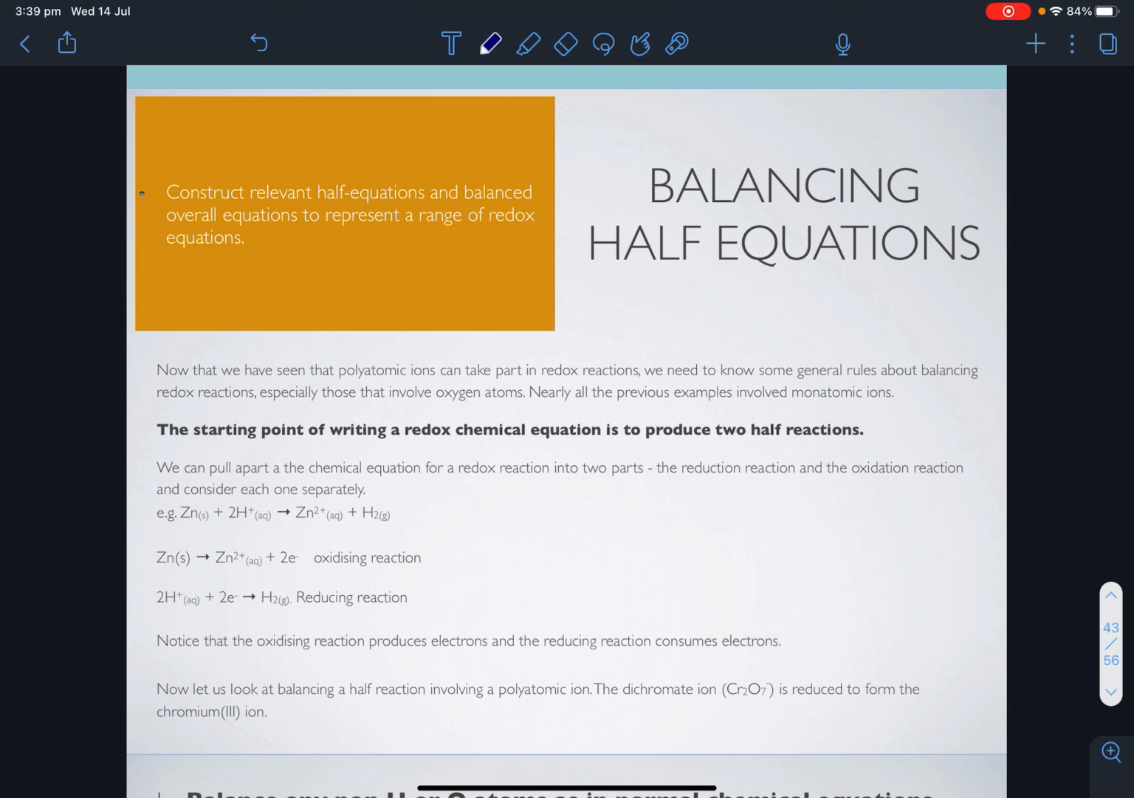Alright, Year 11. We're up to the last syllabus point of the chapter. We have to construct relevant half equations and balance overall equations to represent a range of redox equations. We're putting all of our knowledge together to deal with every redox reaction that we can and give a balanced overall equation. Okay, words. We've seen that polyatomic ions can take part in redox reactions and also neutral molecules, okay? So we need to start balancing those.